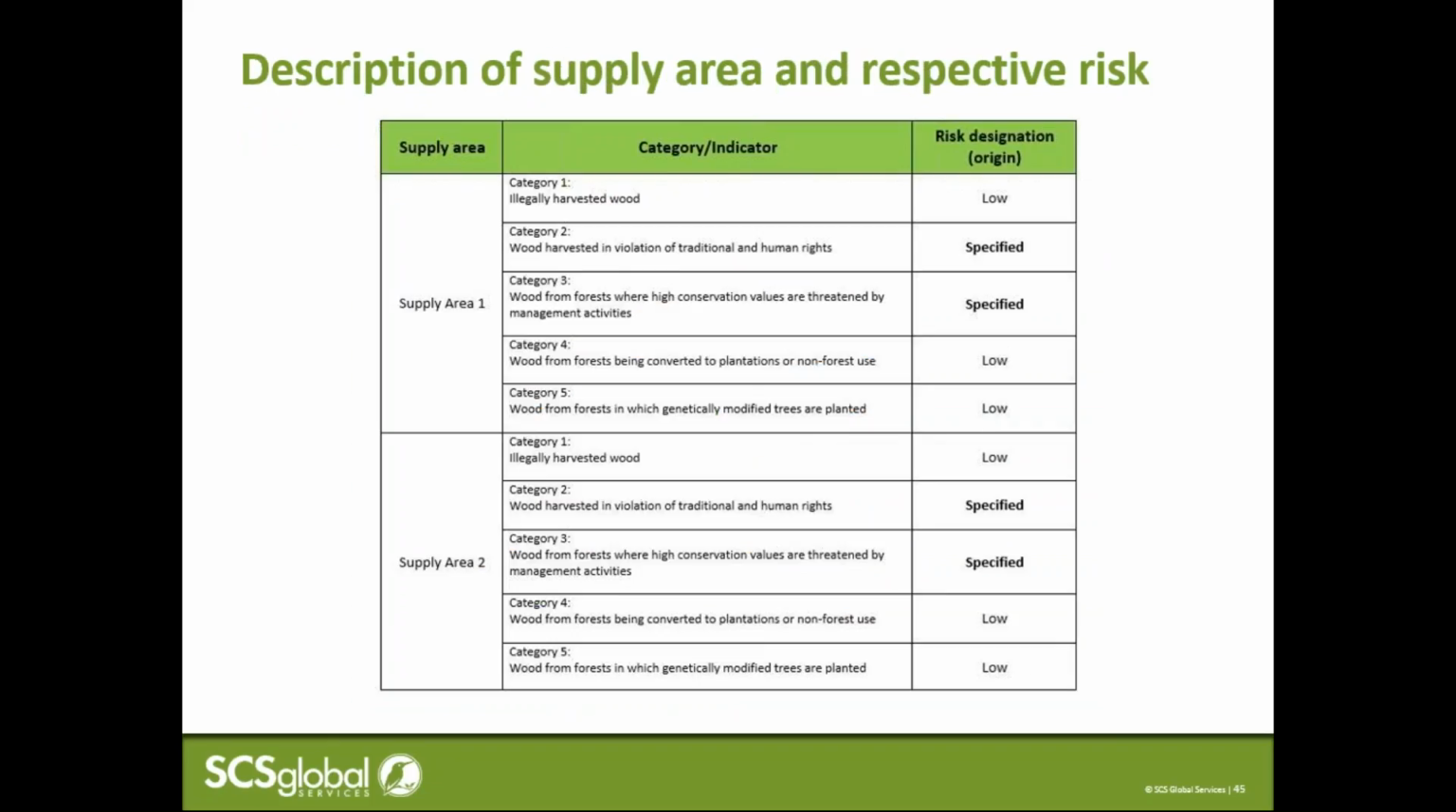On this slide, for example, is a table that identifies a certificate holder's supply areas and their respective risk designations at the origin level. You'll note that in this fictitious example, specified risk is identified for both supply areas for categories 2 and 3. Again, this slide is intended merely to provide a visual aid for understanding what the public information requirements are and how they may be documented.